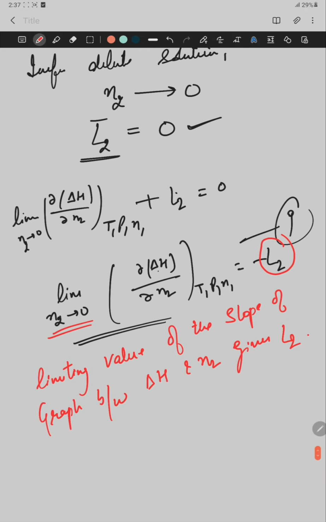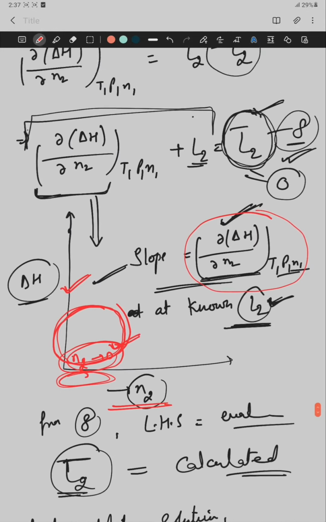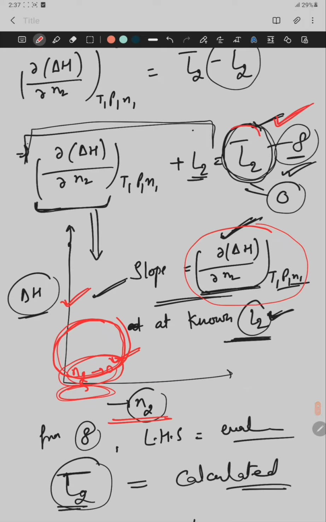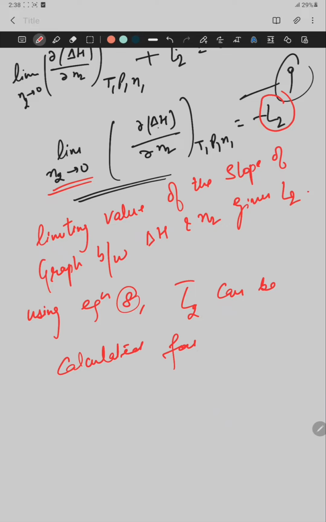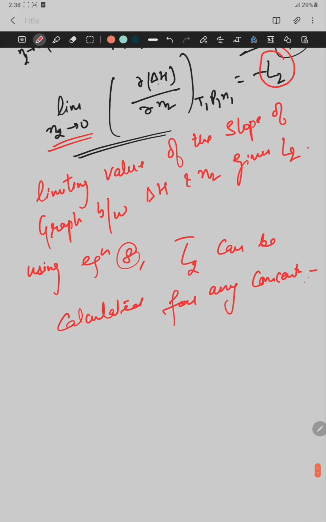Okay, so it means from equation number 8, we can determine the value of L2 bar, that is the relative partial molar heat content of solute at any concentration. So using equation number 8, L2 bar can be calculated for any concentration, for any N2 value. Okay, so L2 is calculated using this graphical method, but how can you calculate the value of L1 bar?